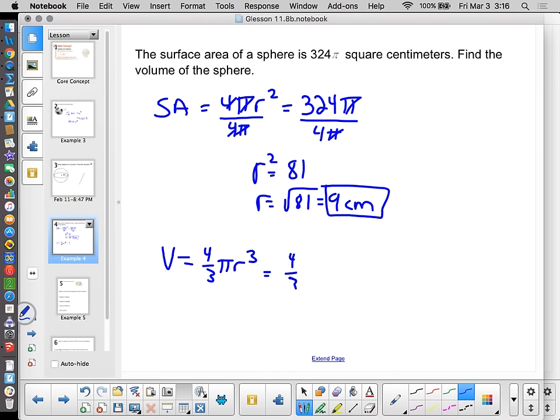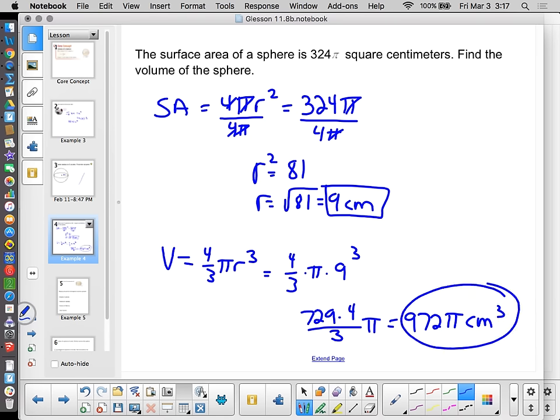So that's 4/3 times pi times 9 to the third power. Now 9 to the third power is a big number. I think it's 729, yep. Okay, so 729 times 4/3, or 729 times 4 divided by 3. So I take that times 4 and divided by 3, gives me exactly 972 centimeters cubed. Now that's as quick as it goes.